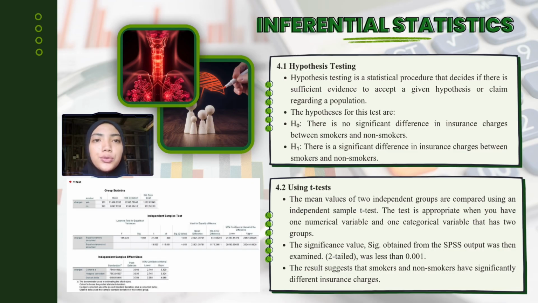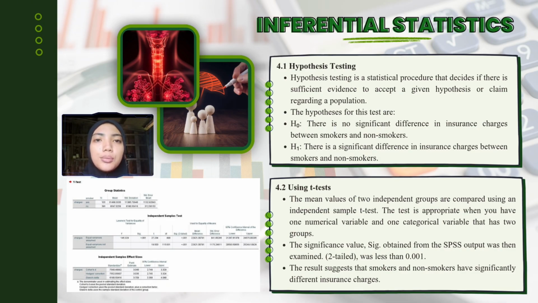So I will proceed to 4.0 Inferential Statistics. 4.1 Hypothesis Testing. For section 4.1, hypothesis testing is a statistical method used to determine whether there is sufficient evidence to support a claim about a population.